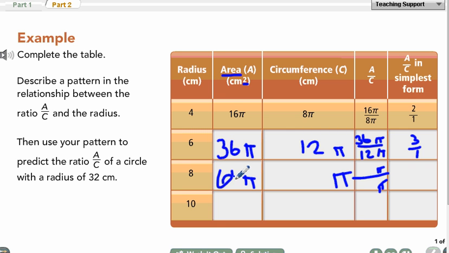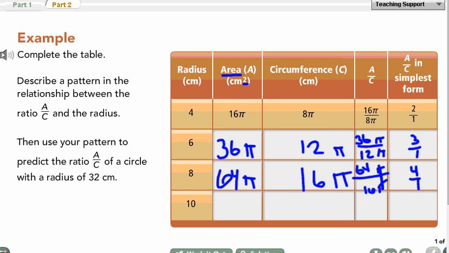What is 8 times 2? Because we're looking for the length of the diameter here. It's 16. If I put 64 over 16, what do I find? This simplifies, remember that makes just 1. So 64 over 16 is simplified to 4 over 1.